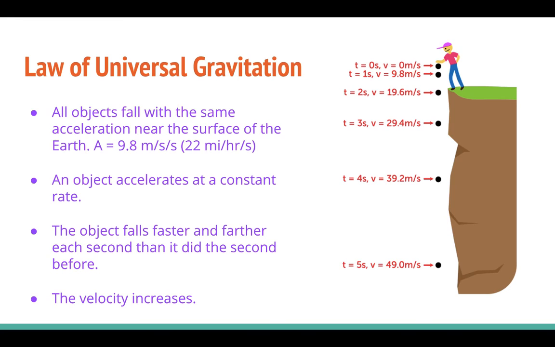Now, all objects fall with the same acceleration near the surface of the Earth. Every object, no matter its size, no matter if it's a tiny ping pong ball or a ginormous bowling ball, falls with an acceleration of 9.8 meters per second squared. All objects are accelerating at that constant rate. So the object falls faster and further each second than it did the second before. The velocity is increasing.